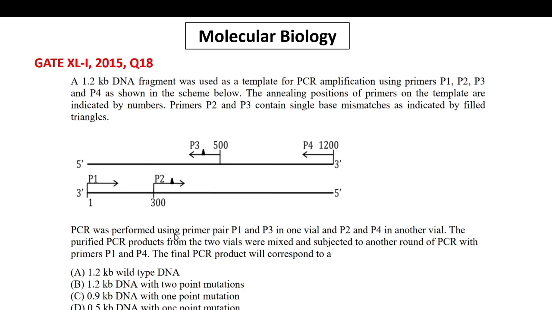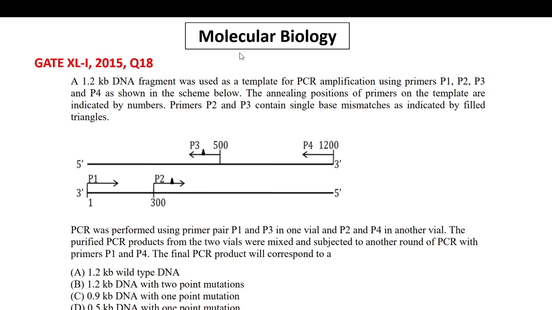PCR was performed using primer pair P1 and P3 in one vial and P2 and P4 in another vial. The purified PCR products from the two vials were mixed and subjected to another round of PCR with primers P1 and P4. The final PCR product will correspond to a.